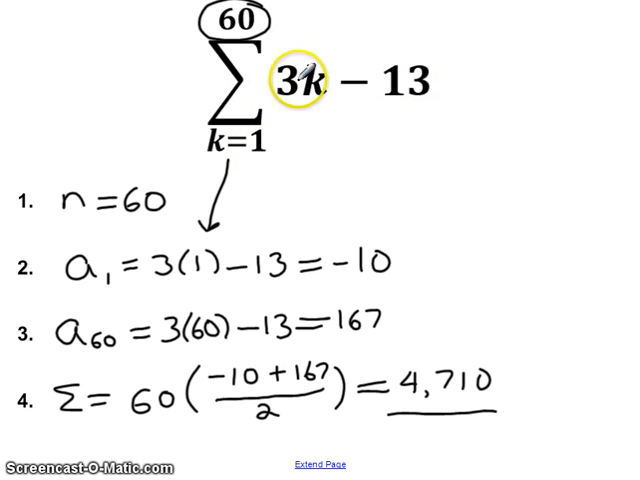So just because this looks different than any of the examples doesn't really matter. We just plug in k equals 1, k equals n. That gives us these two numbers. N is up here. Put all three of those into our equation and we get the answer.